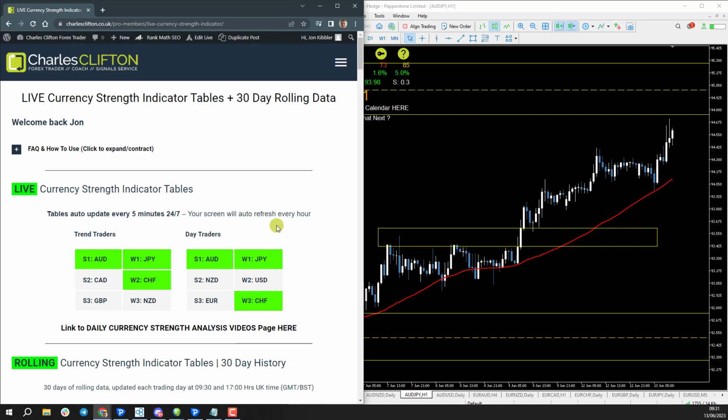The tables are showing us some familiar pairs to work with. Today, you can see that the Aussie still is the top currency to watch and the yen is the weakest. We've also seen the Swiss franc appear on the day trader side as the weakest currency, which is something we were talking about going into last week, where we were monitoring that Aussie Swiss long. So Aussie Swiss still something that we were looking at.